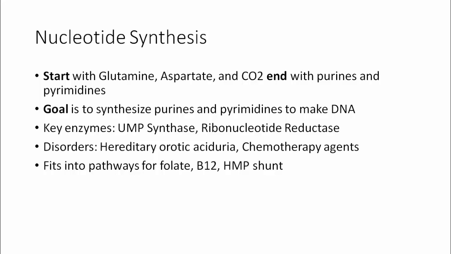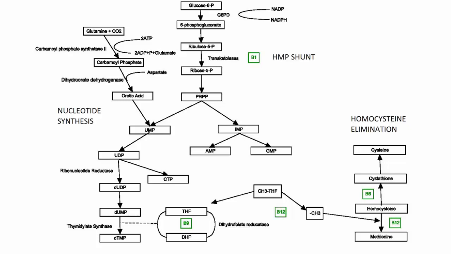Disorders associated with this pathway are hereditary orotic aciduria, but really when you think about dysfunction of this pathway, I want you to be thinking about chemotherapy agents or other drugs that are used to target this pathway. And as we'll see, this pathway fits nicely into pathways for folate and B12 metabolism, as well as the HMP shunt. So if we look at one of our integrated pathways, we can again see that nucleotide synthesis fits in nicely with the HMP shunt and the pathway for homocysteine elimination.